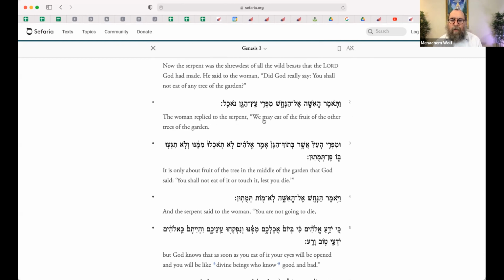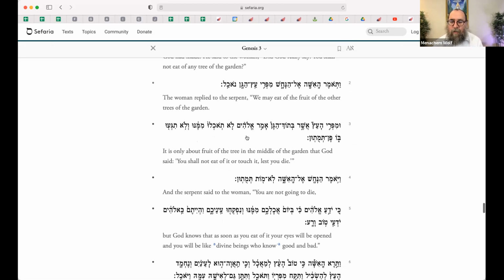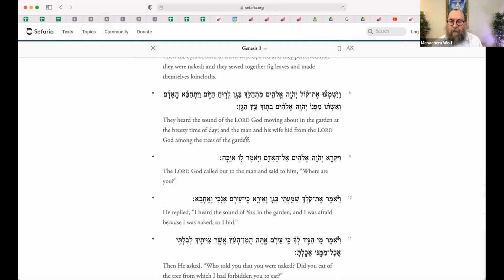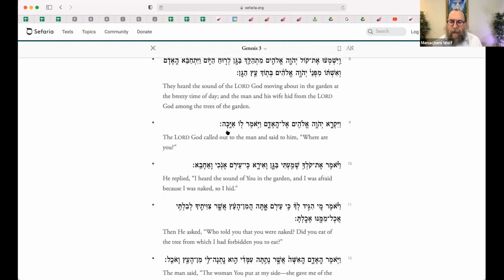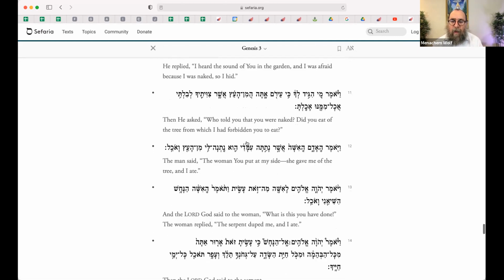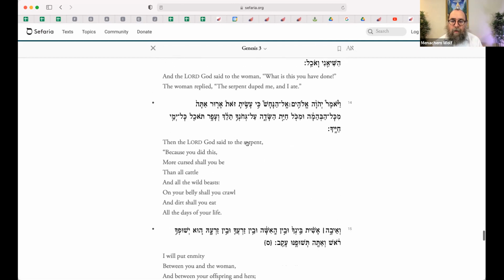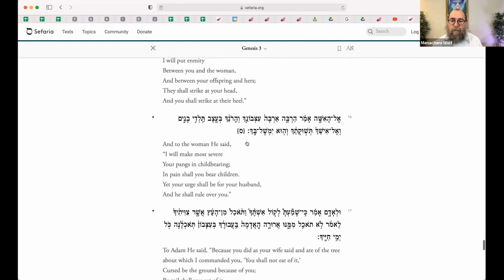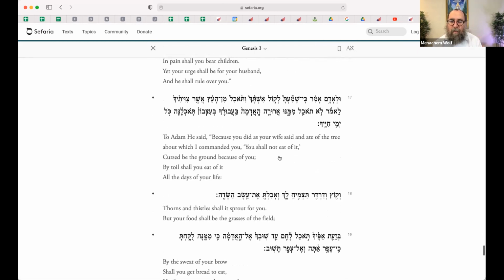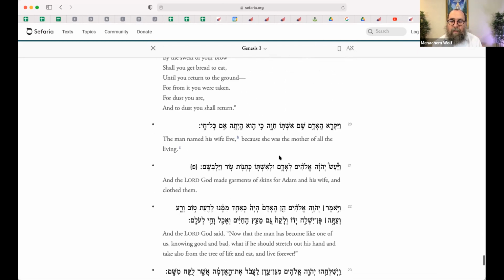The woman replied to the serpent, "We may eat of the fruit of the other trees of the garden." I'm running through this very quickly for a reason, but not to take you through the story. I want you to see what happens at the end of the story. Okay, they eat from it, and Hashem calls out and says, Ayeka, where are you? What's going on? You've eaten from the tree. You didn't listen to my voice, and now I'm not happy, says Hashem. And then Hashem punishes everyone. We'll get there in a moment. And over here, there's a bit of a conversation around what are the punishments for the man and for the woman, etc. Pregnancy is going to be painful.